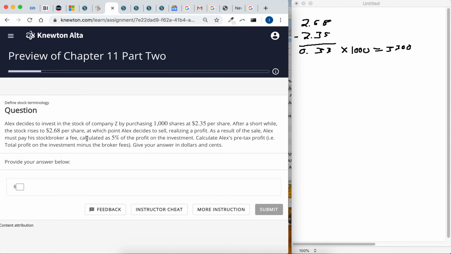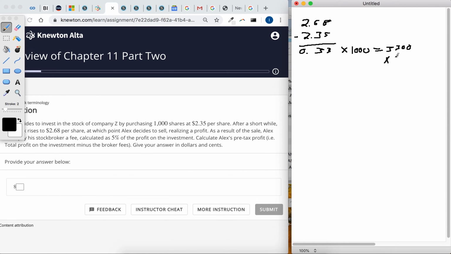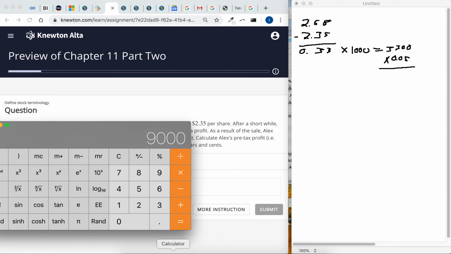And then Alex must pay his stockbroker a fee. Calculate 5% of the profit on the investment. So calculate Alex's pre-tax profit. So no tax. Don't have to worry about paying short-term or long-term capital gains or anything like that. Just got to calculate Alex's profit after taking out the broker's fees. You probably know how to find 5% of a number, multiply by 0.05. That's the broker's fees.